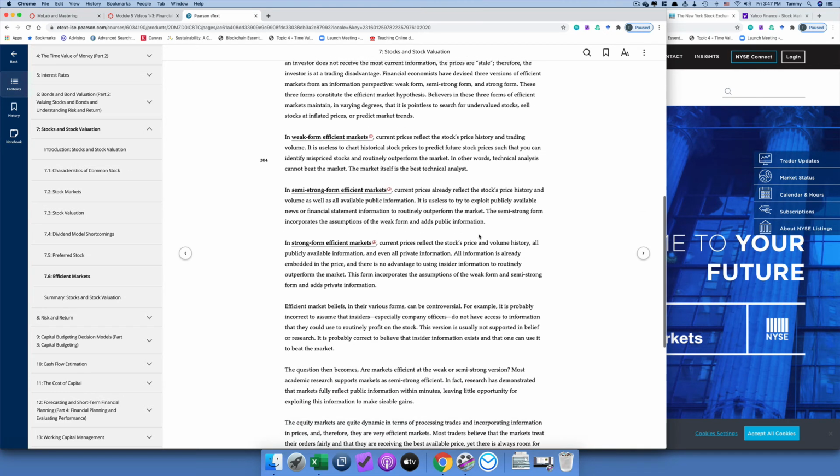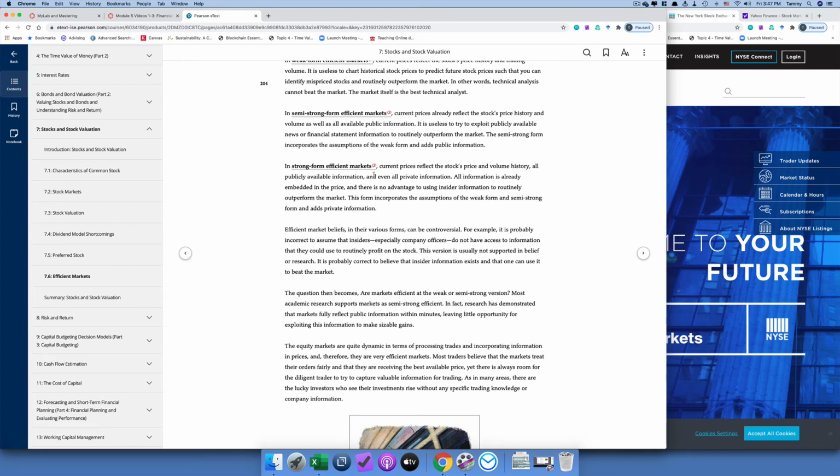And then on the other end of the spectrum, strong form efficient markets imply that all of the weak form efficient criteria are met, that is, that the price of the stock has baked in all the historical facts that are available, as well as all the publicly available information that's out there today, and that the current prices even reflect private information, meaning that, you know, when managers of a company know something is coming, that the market knows that too, even if it's not available in the press.